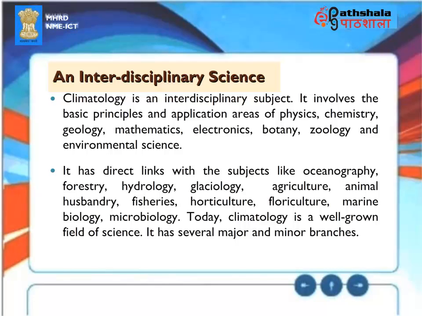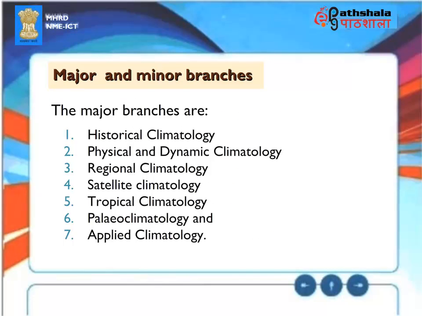It has several major and minor branches. Major and minor branches. The major branches are historical climatology, physical and dynamic climatology, regional climatology, satellite climatology, tropical climatology, paleoclimatology, and applied climatology.